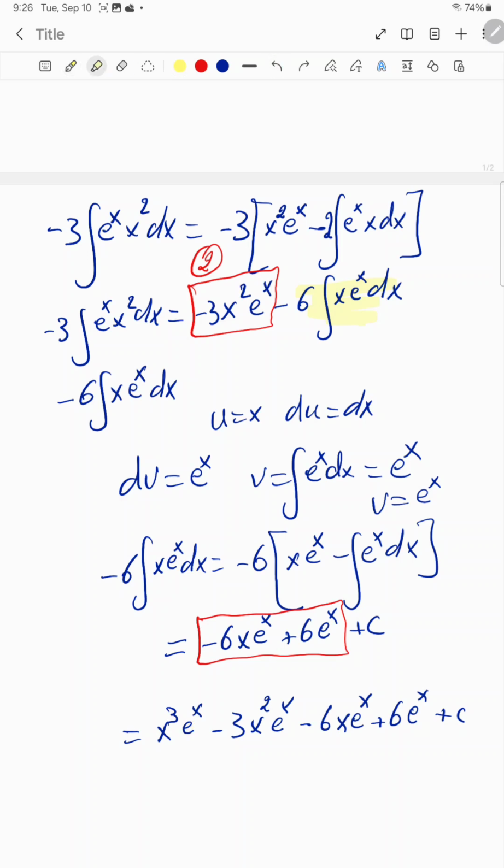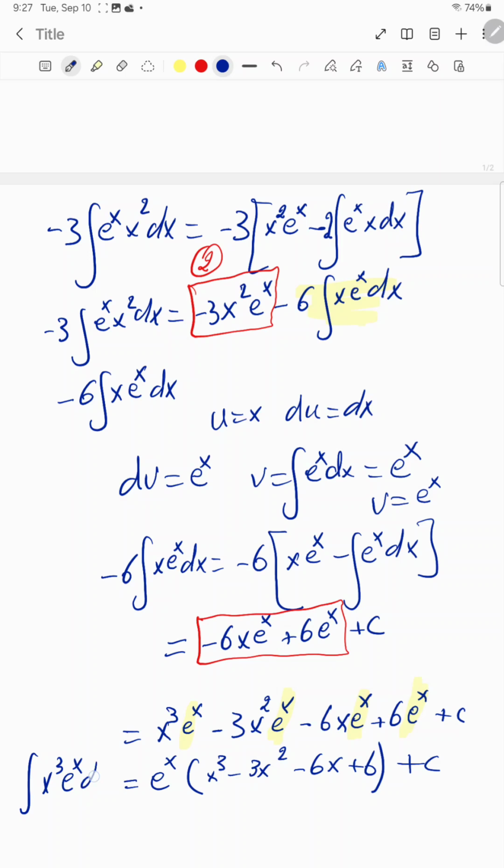because I have it everywhere. So I have e to the power of x here, here, here, and here. So it is equal to e to the power of x times x to the power of 3 minus 3x to the power of 2 minus 6x plus 6, and the plus c. If you like, that would be the final answer of the integral of x to the power of 3 e to the power of x dx.